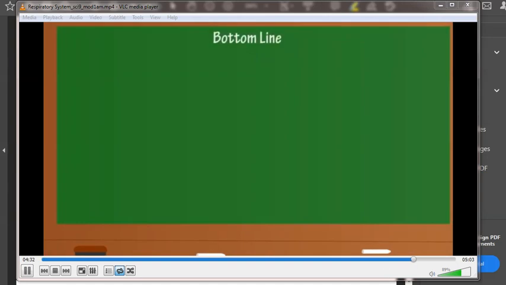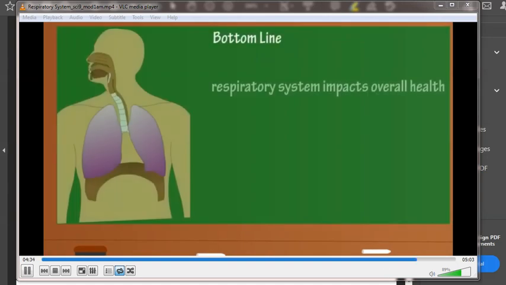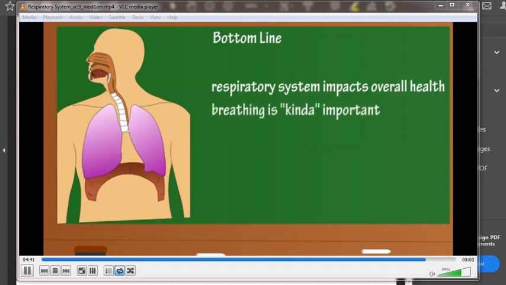Bottom line. As you can see, the respiratory system has a major impact on overall health. As you may already know, breathing is kind of important. So eat a healthy diet, maintain an active lifestyle, and keep up good hygiene.